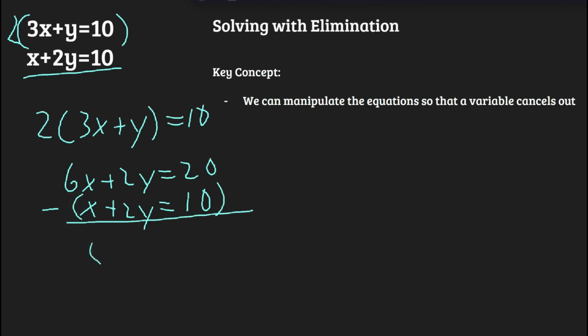6x minus x is 5x. 2y minus 2y, well, that just cancels out to 0. 20 minus 10 is equal to 10. And then I can just divide both sides by 5 here, and I get x equals 2. And then let's do it for y.